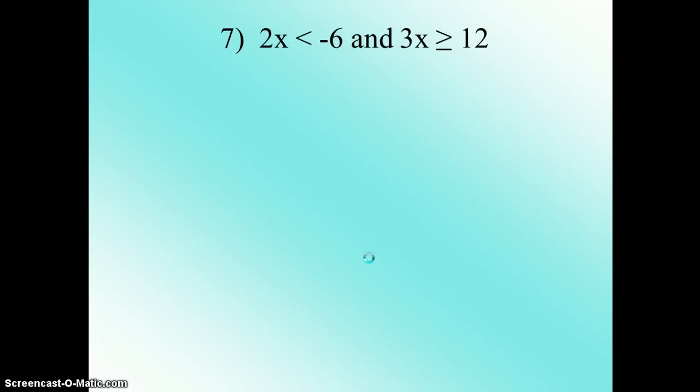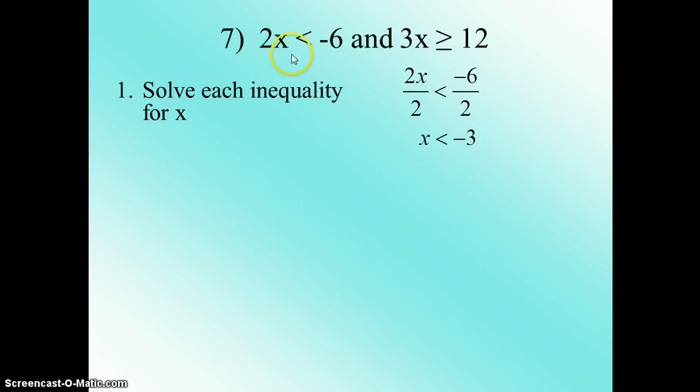Okay, how about 2x is less than negative 6 and 3x is greater than or equal to 12? Well, we have to solve each inequality for x. So the first one we're going to solve is this one. We're going to divide both sides by 2 to get x by itself. x is less than negative 3.